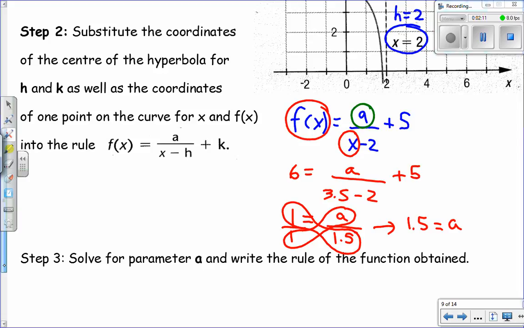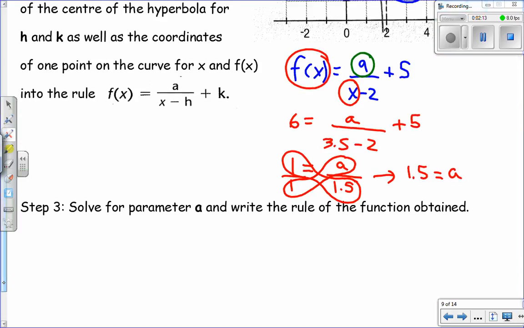So the last thing we need to do is write down our rule. Make sure, if I ask you for a rule, you start with f of x is equal to a over x minus h. You substitute your h by 2, plus 5. So now we have the rule.